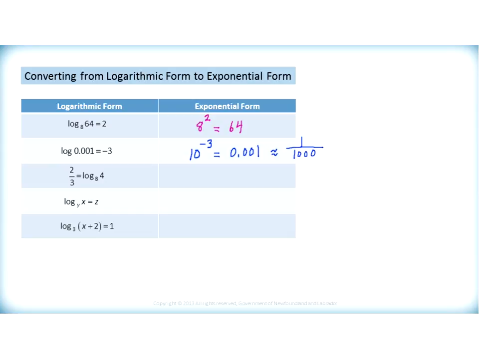In the next example, we have 2/3 is equal to the log of 4 to base 8. Again, begin with the base to your logarithm. We have 8 raised to the power of 2/3 is equal to 4. We can verify that because 8 to the power of 2/3 is the same as the cube root of 8, all squared. The cube root of 8 is equal to 2, and 2 squared is equal to 4.